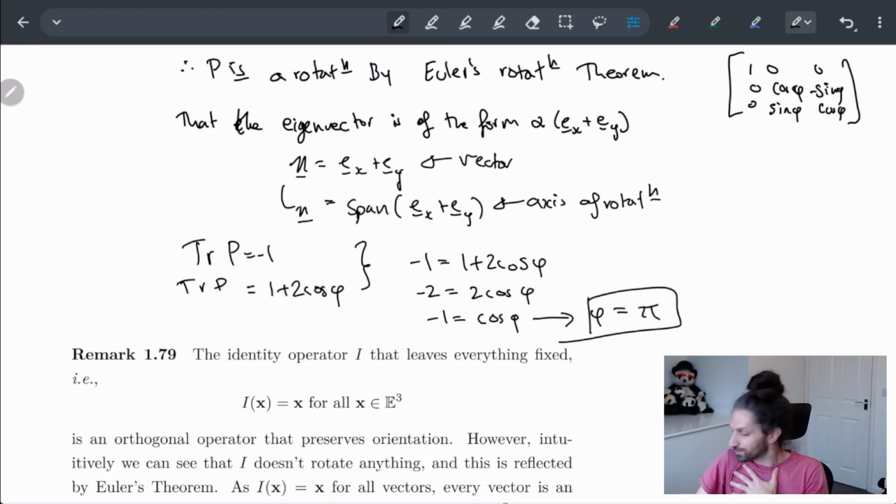And there we go. So this is a nice long example. We will stop here, and in the next video, we'll start looking at the proof of Euler's rotation theorem, and we'll start getting into the nitty-gritty of all that.